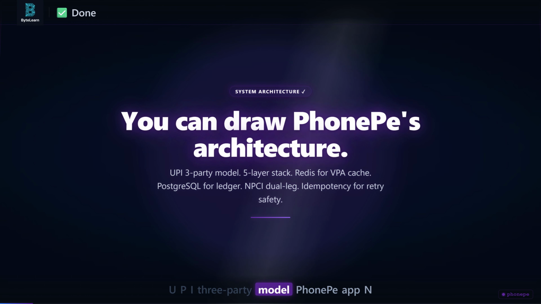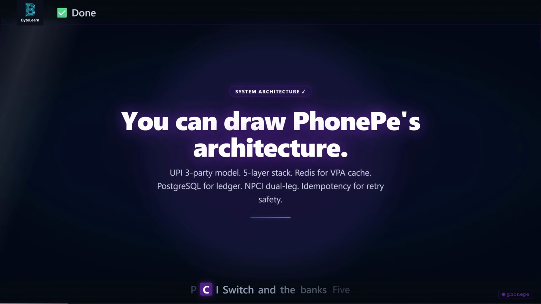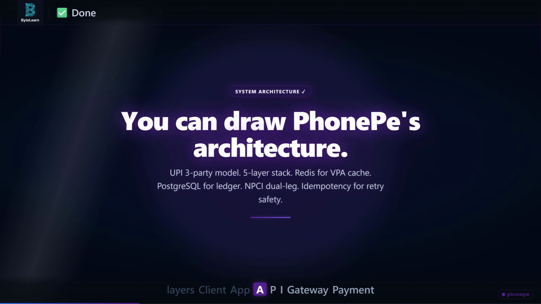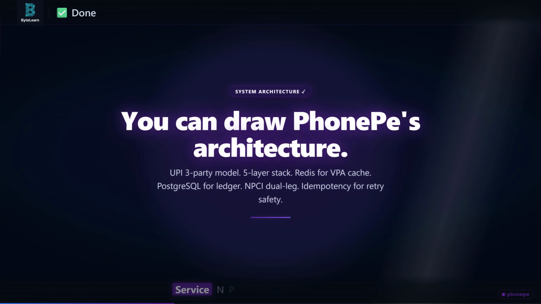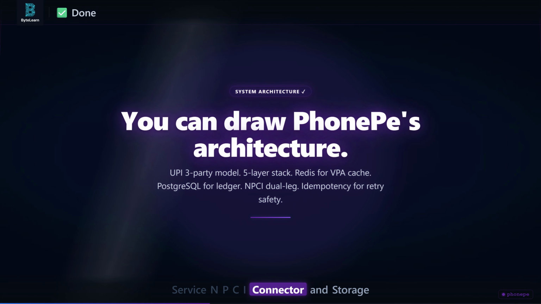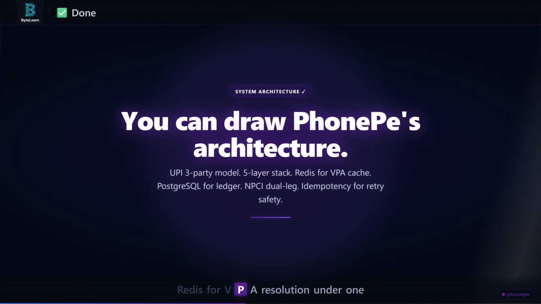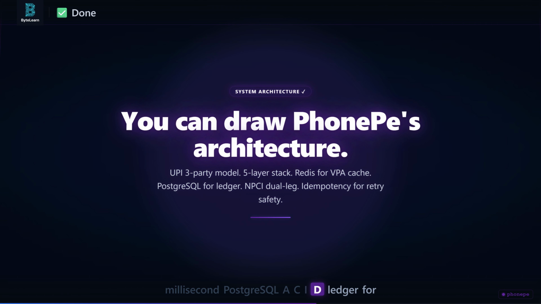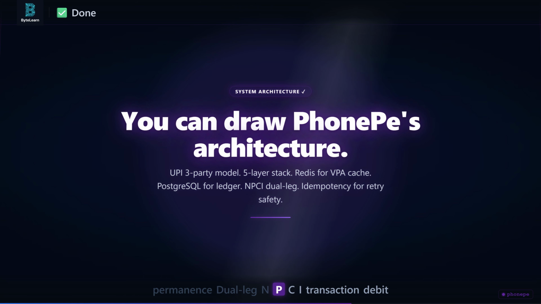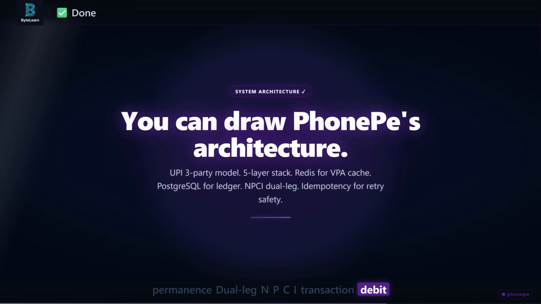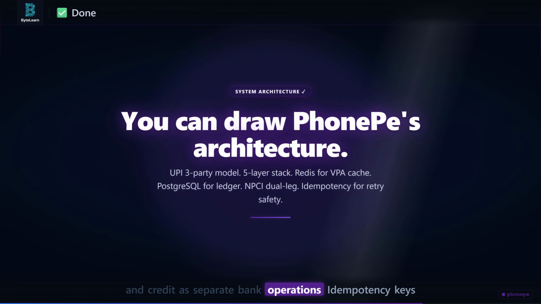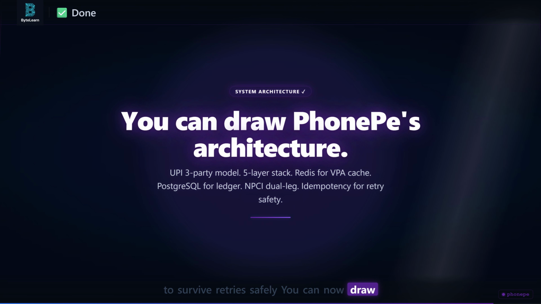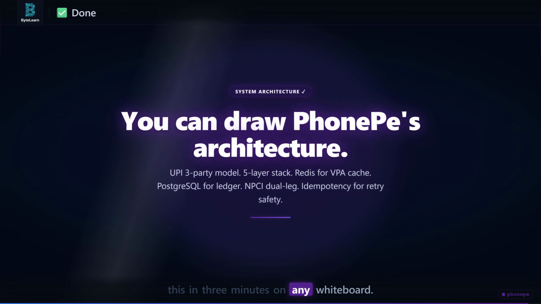UPI three-party model: PhonePe App, NPCI Switch, and the banks. 5 layers: client app, API gateway, payment service, NPCI connector, and storage. Redis for VPA resolution under 1 millisecond. PostgreSQL ACID ledger for permanence. Dual leg NPCI transaction, debit and credit as separate bank operations. Idempotency keys to survive retries safely. You can now draw this in 3 minutes on any whiteboard.